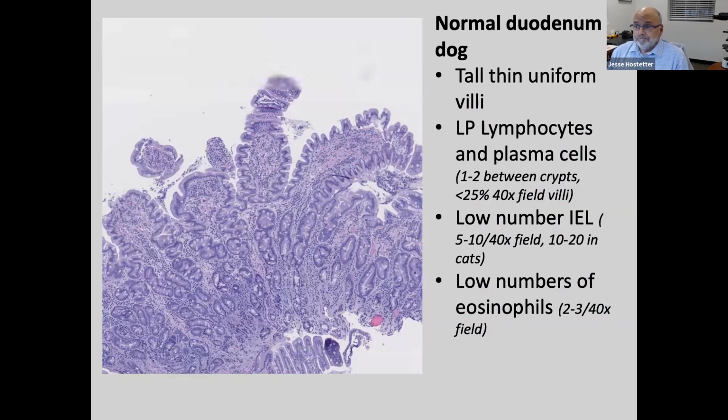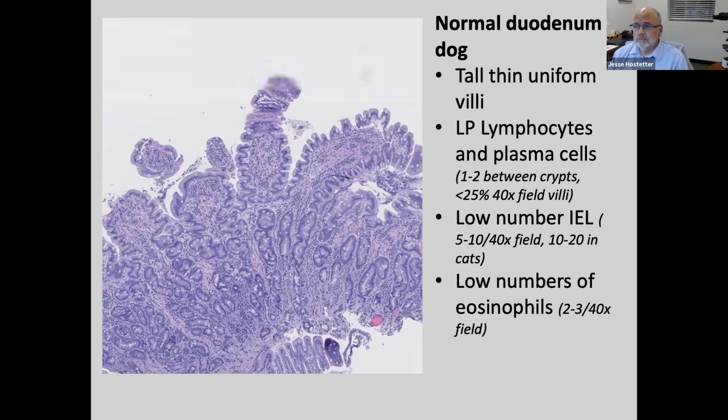This is duodenum, and we see that the villi are fairly uniform and slender. The crypts run fairly parallel to each other. Again, this is a really nice section. There's 1 or 2 columns of lymphocytes and plasma cells that are present between the crypts. If we look in the villus lamina propria, if we were to go to a 40x field, less than 25% of that 40x field would be lymphocytes and plasma cells.